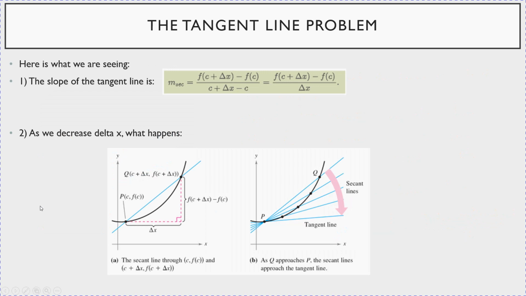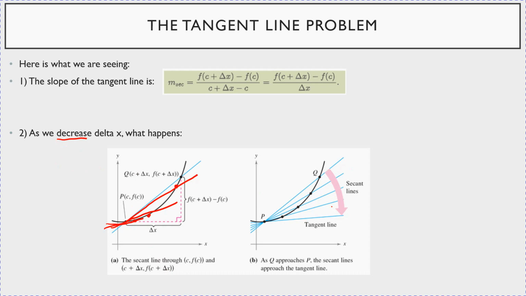And here's what we're seeing. This is the slope of the tangent line. We're approximating it with the slope of the secant line. And you're saying, all right, I want to get a better and better approximation. So why not move the point here? Look, my line gets better. If I move the point here, it gets closer and closer to the tangent line. So you shrink delta x. You're going to decrease delta x. And what happens is the line gets closer and closer to the tangent line.